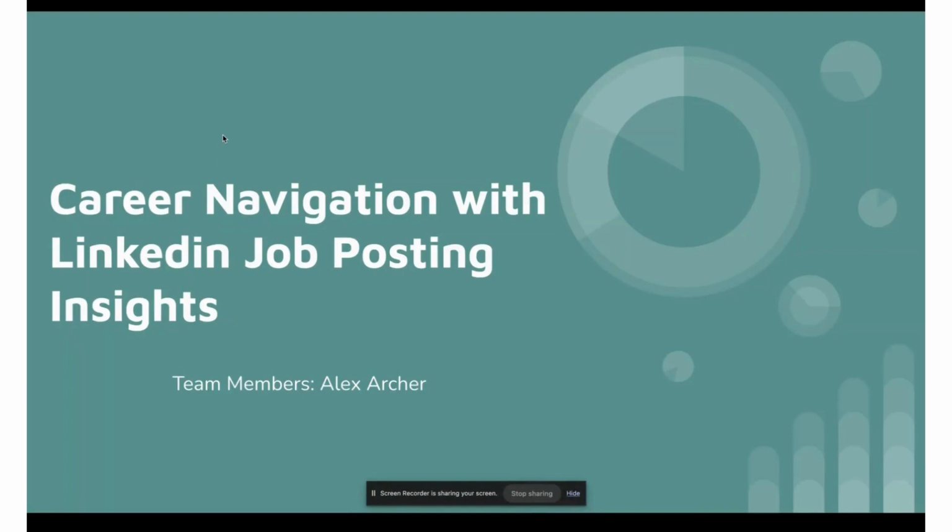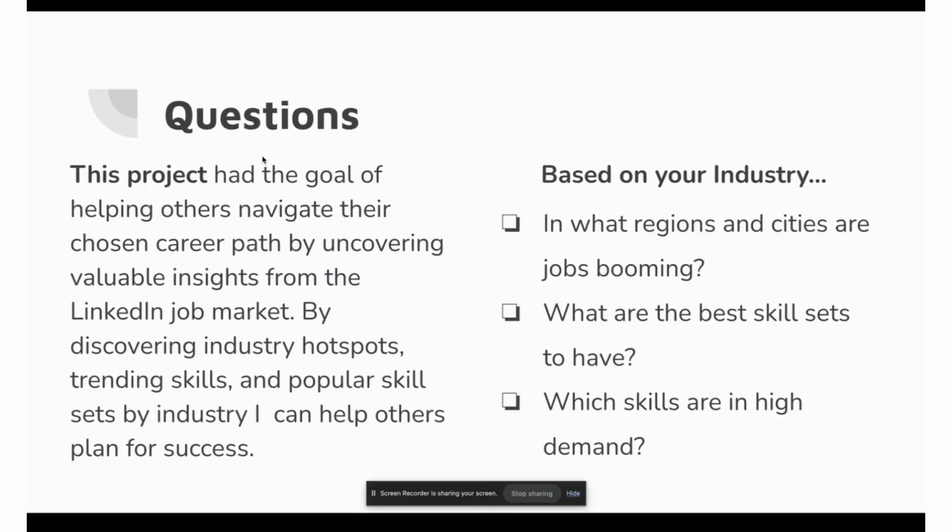And this is Career Navigation with LinkedIn Job Posting Insights, my class project for CSPB 4502 Data Mining. Questions. This project had the goal of helping others navigate their chosen career path by uncovering valuable insights from the LinkedIn job market. By discovering industry hotspots, trending skills, and popular skill sets by industry, I plan to help others plan for success.